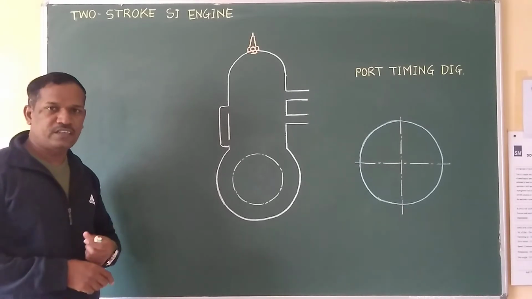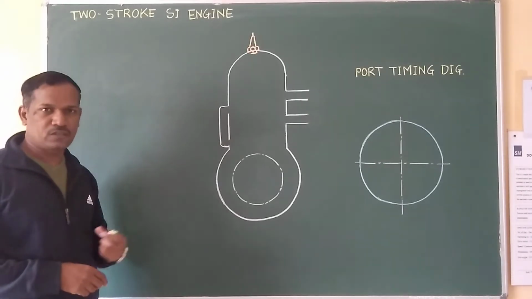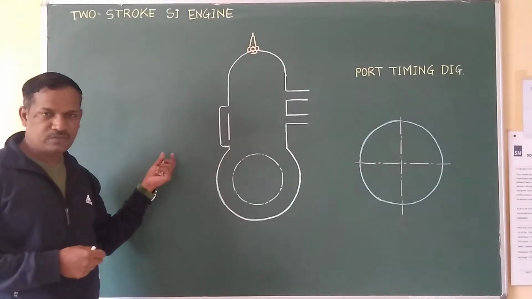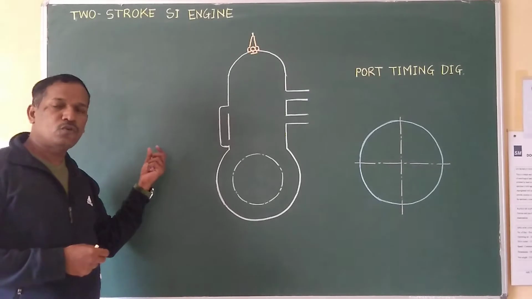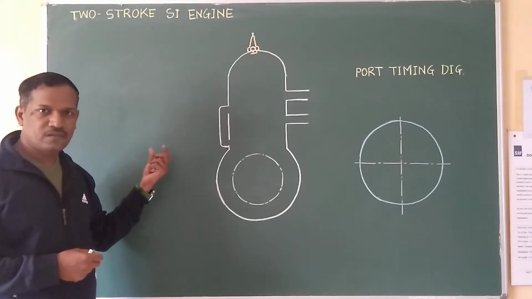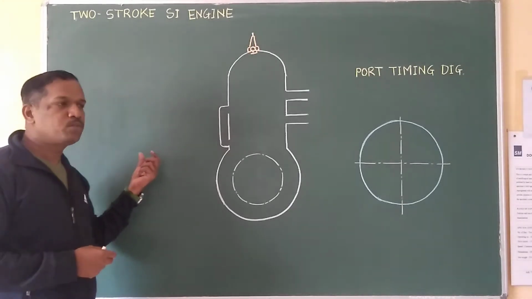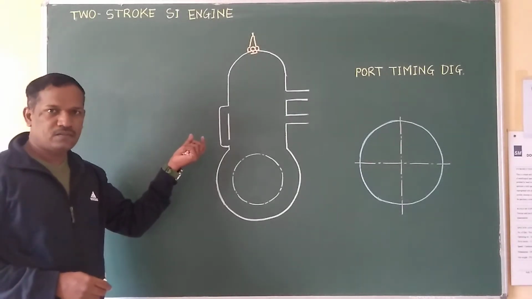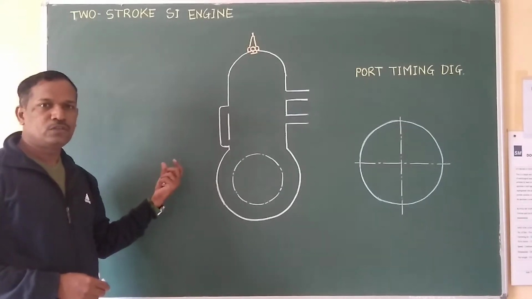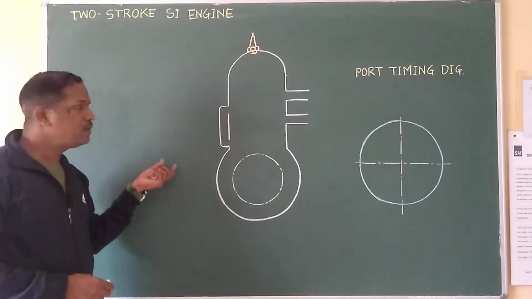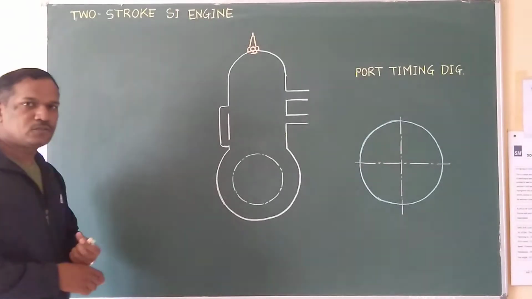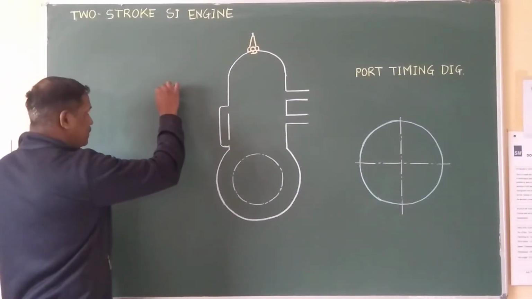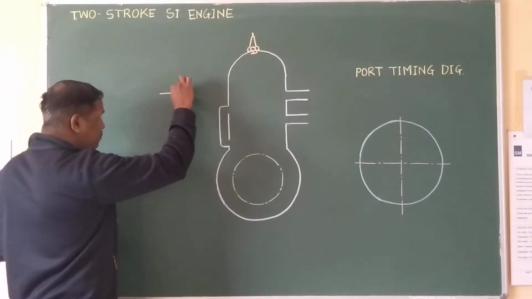As we know, in a 2-stroke engine there is an absence of valves, inlet valve and exhaust valve. There are only ports. Ports are simply drilled holes on the surface of the cylinder block, and the opening or closing of those holes is controlled by piston movement. So the piston surface will either open that port or close it. So port timing depends on the piston movement.